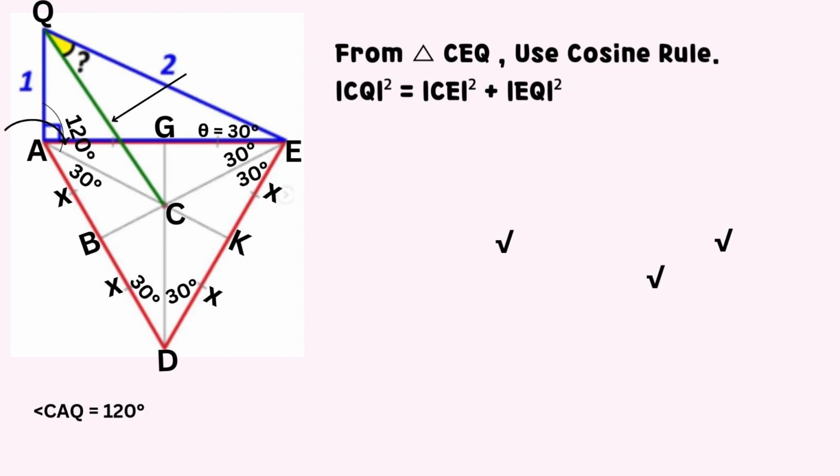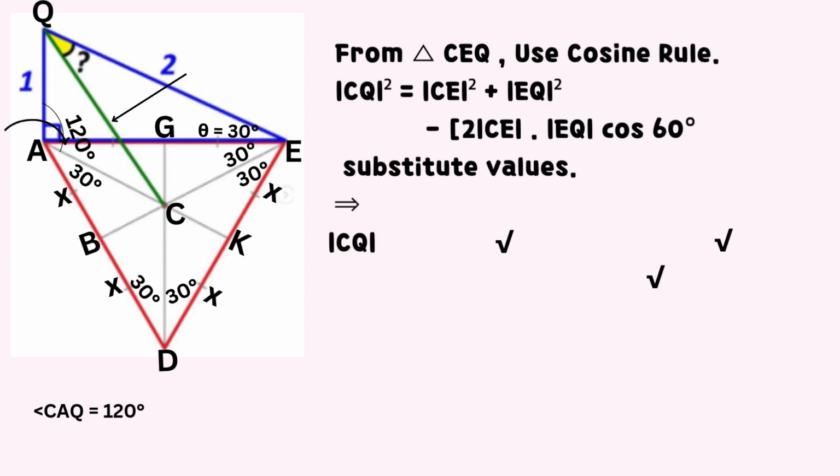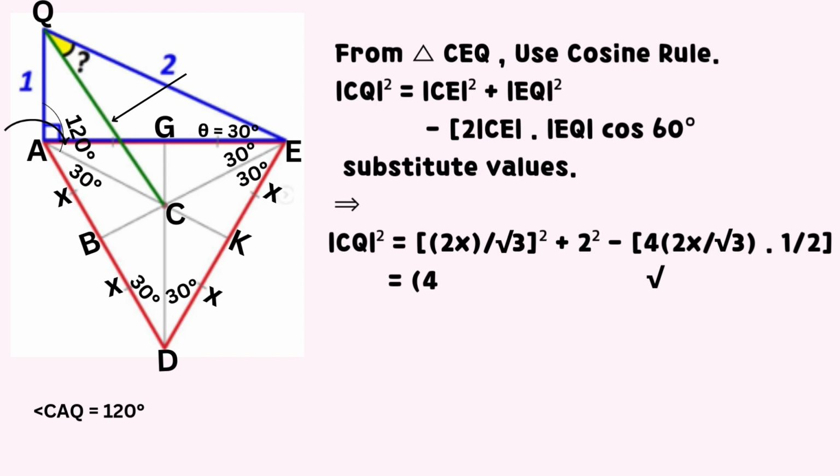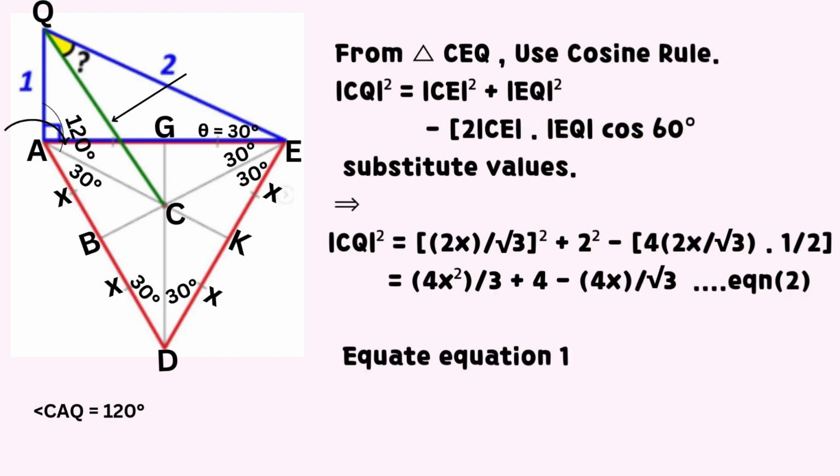From triangle CEQ, use the cosine rule for the square of line CQ, as shown on the screen. Substitute values and we have that the square of line CQ equals the sum of 4 times the square of x divided by 3 and 4 minus 4 times x divided by the square root of 3. After simplification of substituted values, we call it equation 2. Equate equation 1 and equation 2.